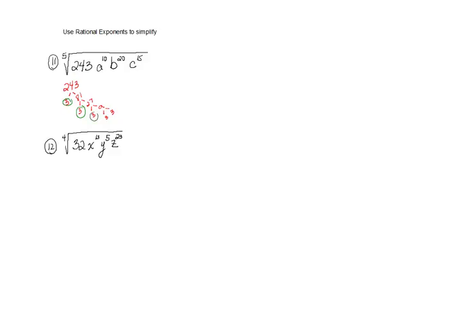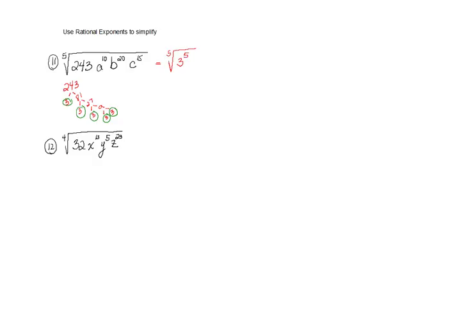So I'm just going to spread all of them out. So I want to have the 5th root of a to the 10th, the 5th root of b to the 20th, and the 5th root of c to the 15th. And these are all multiplied together, so I can expand it like this.